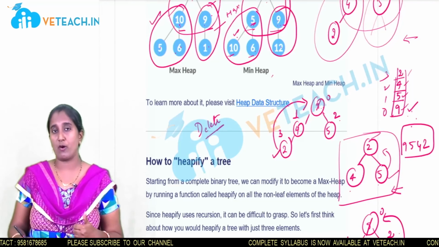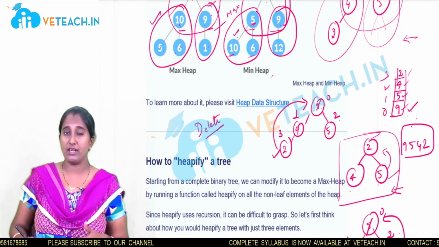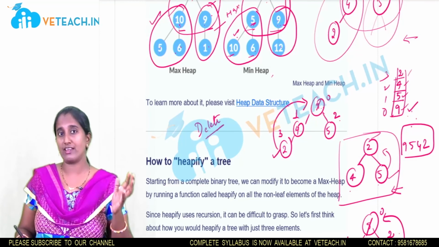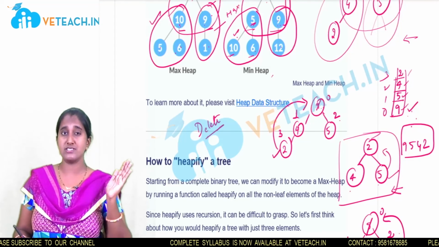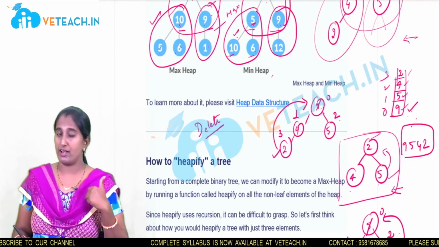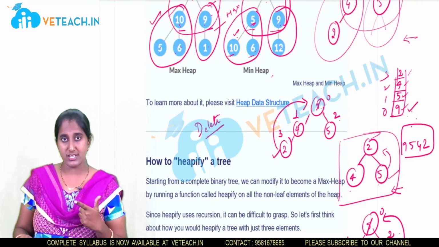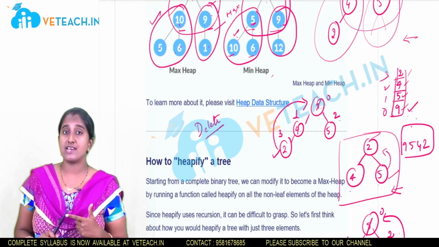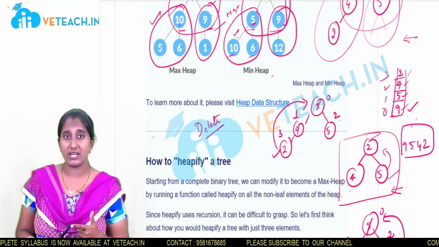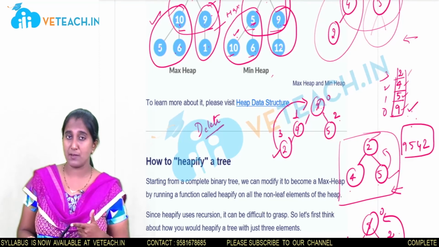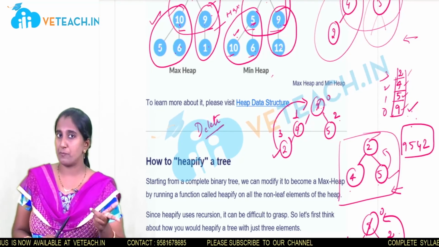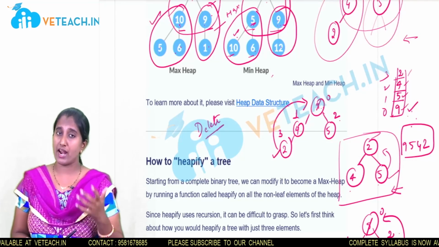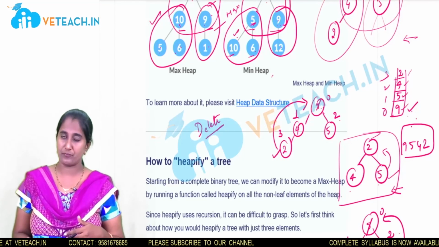So for heap sort, first of all, you should create a tree with the elements by following the complete binary tree. Complete binary tree means you should construct it from left to right. That is the first thing. Second thing is you should check whether the tree satisfies the heap property. Heap property means either it is a max heap or a min heap. Max heap means the parent node should be greater than its child nodes. Min heap means the parent node should be less than its child nodes.